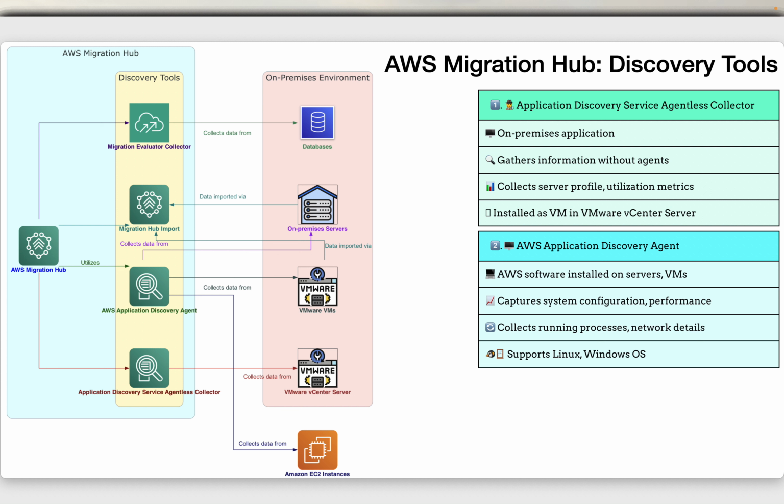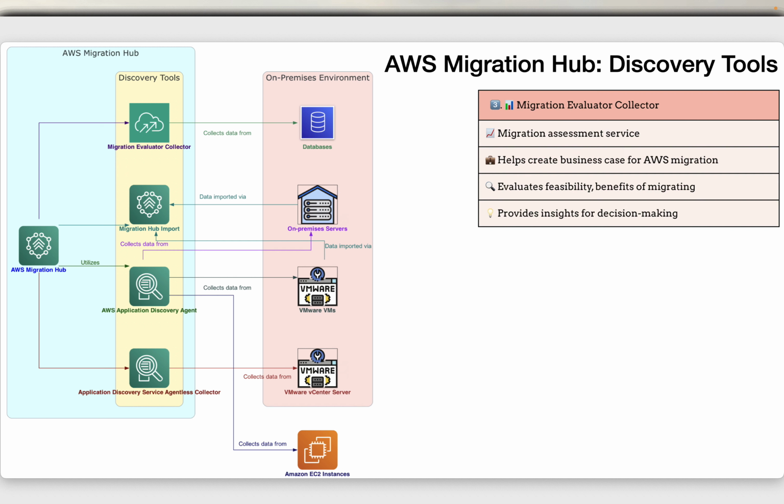Then we have AWS Application Discovery Agent. The Discovery Agent is AWS software that you install on your on-premises servers and virtual machines (VMs). It captures system information, system configurations, running processes, and details of the network connections between systems. The Discovery Agent supports most Linux and Windows operating systems and can be deployed on physical on-premises servers, Amazon EC2 instances, and virtual machines.